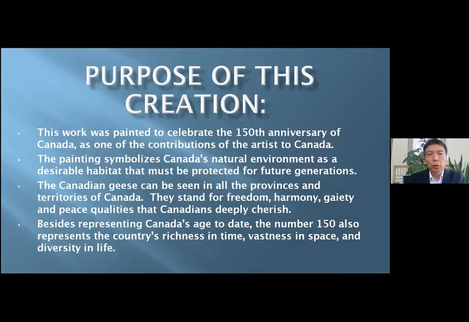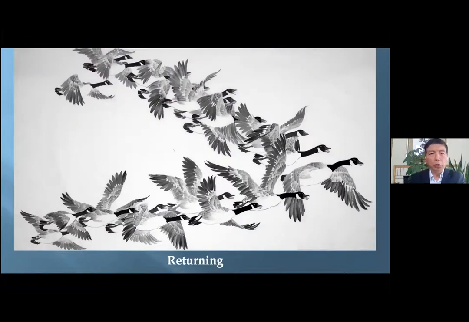Now I'm going to show you starting the first panel. In total this artwork is a 10-panel painting. Here, this one is in the early spring, the Canadian geese returning from the south. You see the leading goose, the bigger one, is facing toward us. The meaning is come back. It's all painted with ink on rice paper.